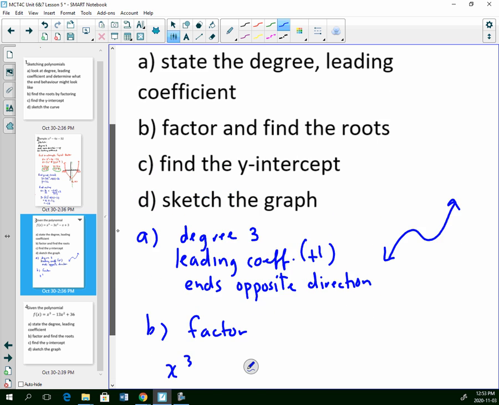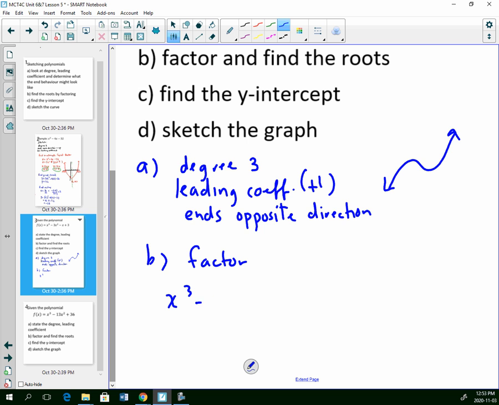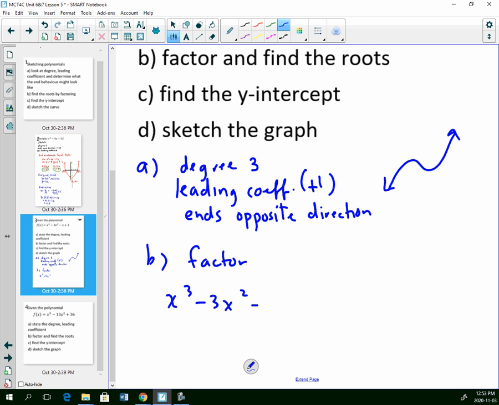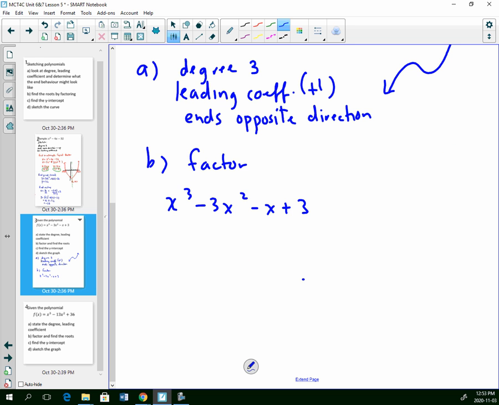So I'm just going to write out the equation here, minus 3x squared minus x plus 3. So it's not a quadratic, it's a cube, or power 3. So I need to find a root, right? I need to find a 0. So I'm going to use my factor theorem / remainder theorem to find a 0. So I want to put in a number that's going to give me 0.